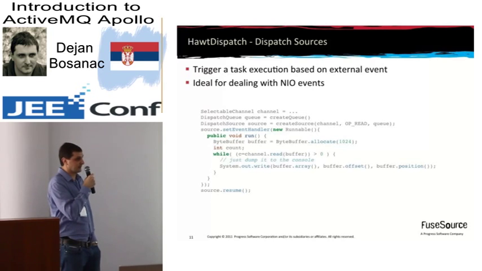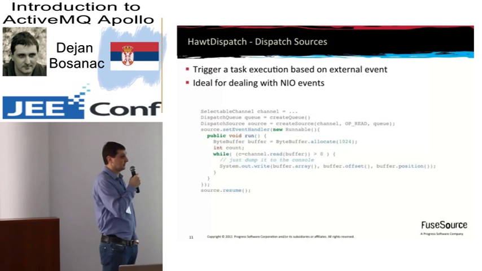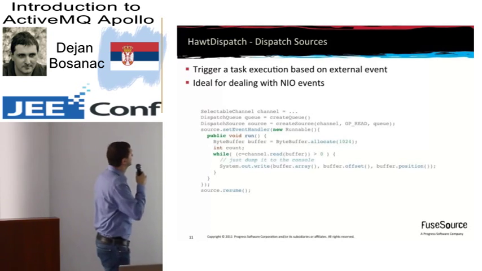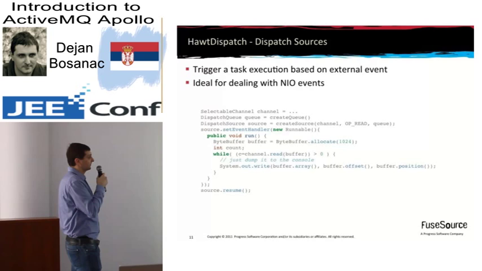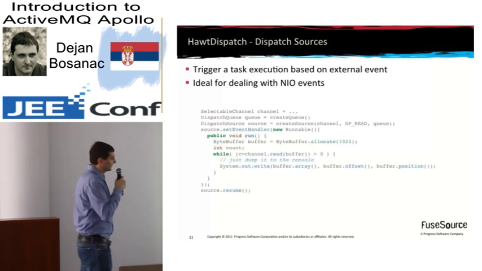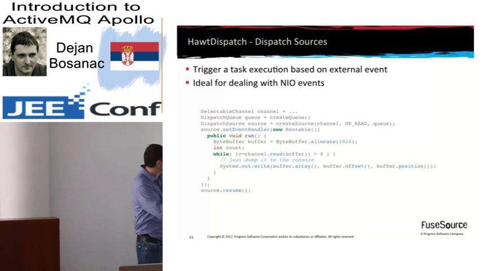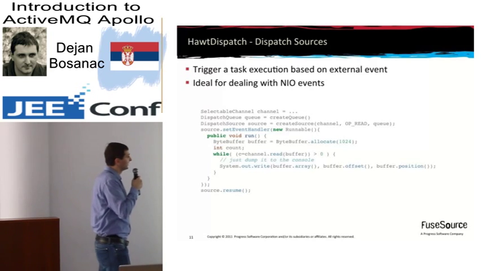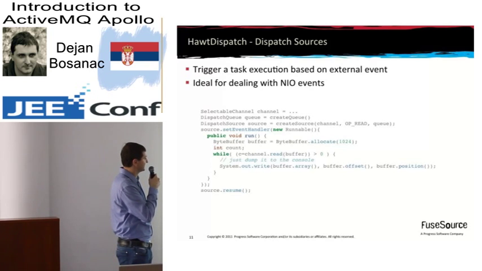So there is a lot of network programming, and anyone who has dealt with NIO knows that NIO is not the prettiest API to program in. So what HawtDispatch provides for us is an easy framework for nice and easy handling of NIO events. So basically, what we need to do is create our NIO channel like we did in a regular application, create a queue that we want to handle these events.